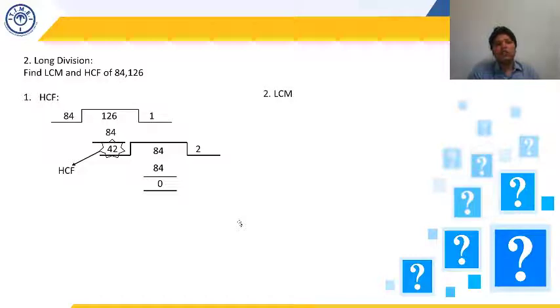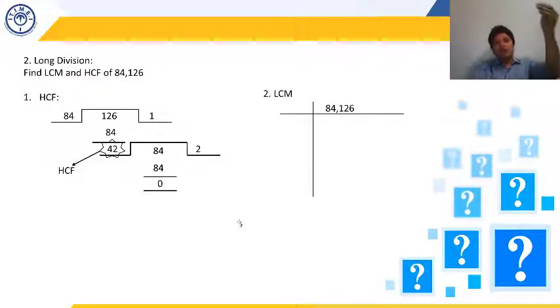Next, what is the long division approach to find the LCM? Same question, 84 and 126. Suppose we need to find their LCM by using the division approach. This is something which we have been doing for so many classes. So now we need to divide. We will take 84 and 126 simultaneously and keep dividing them by the first prime number, followed by the second, and so on. So we will first divide them by 2.